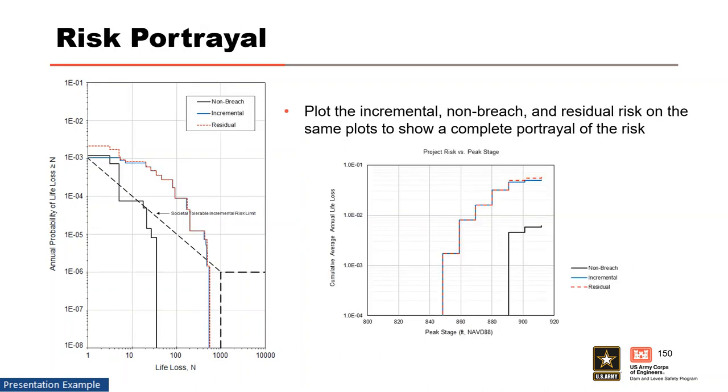It can be very illustrative to plot the incremental, the non-breach, and the residual risk all in the same plot to show a complete portrayal of the risk. Looking at the average annual life loss versus peak stage, you can see that the risk is driven solely by the incremental risk up until the top of active storage at elevation 885. There is then a small increase in the residual risk compared to the incremental because of spillway releases. In this particular instance, the residual risk is dominated by the incremental risk, but that is not always the case.